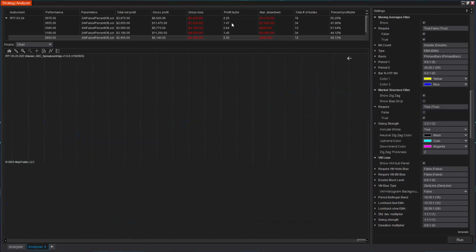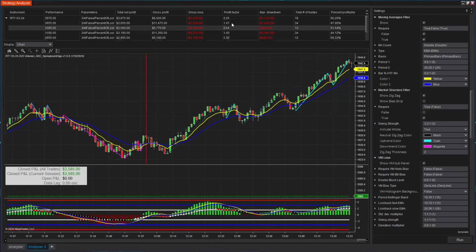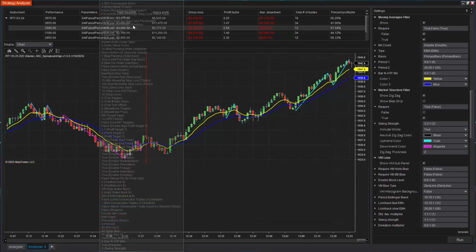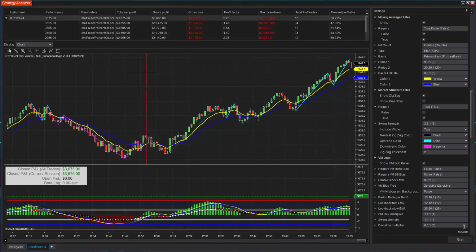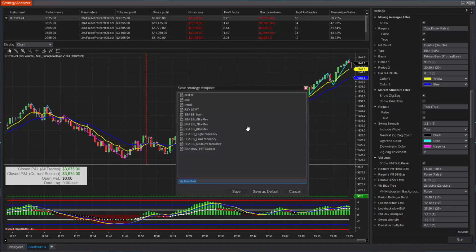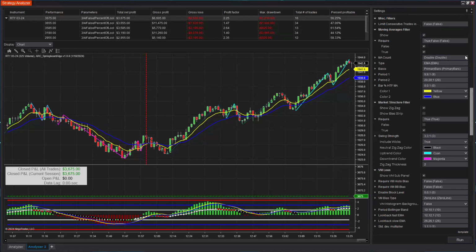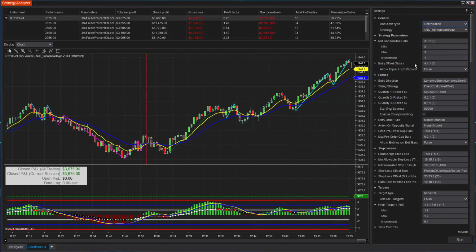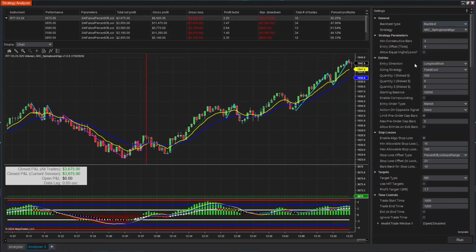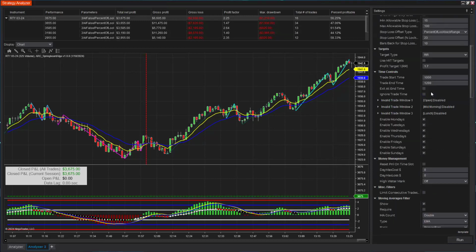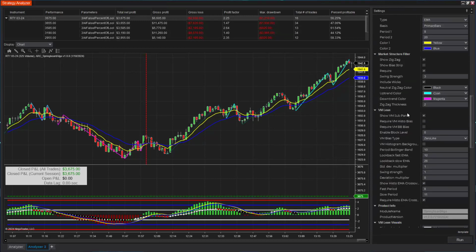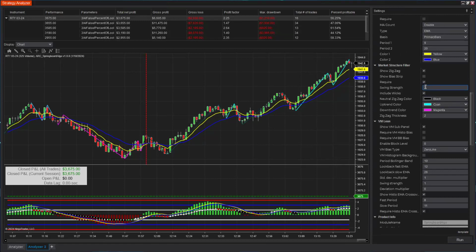Let me go back up to this one and we'll save it. Actually, let's do the top one. Yeah, let's save it. And then we'll go all the way up. Backtest. Cool. 3, 4, 1.7, great. 10 to noon, cool. Swing strength, you could optimize that 2 to 5.